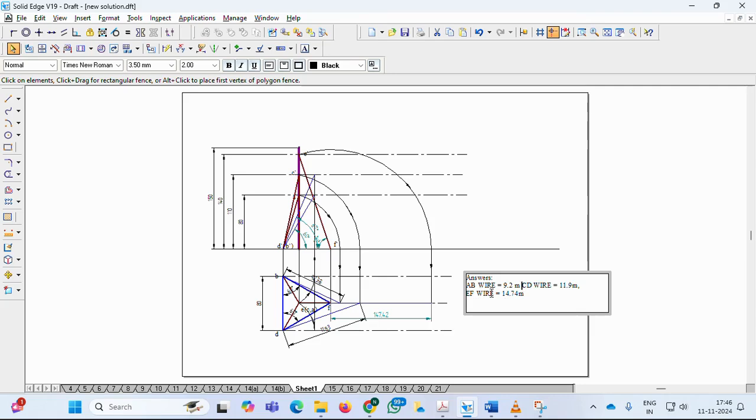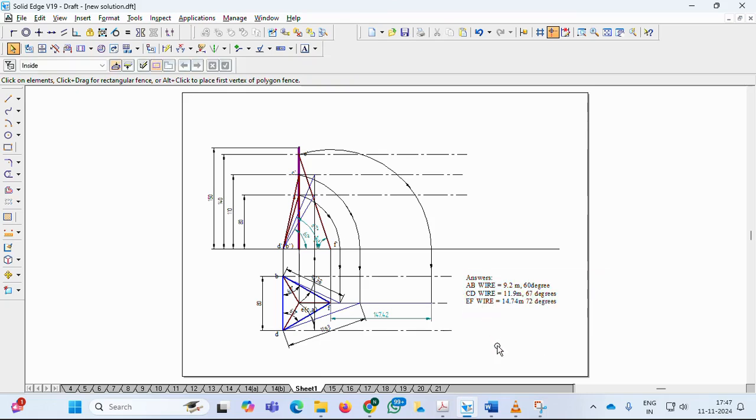So angle, comma, angle is 60 degrees. Enter. So comma, angle is 67 degrees. Next, 72 degrees. So this is the answer.